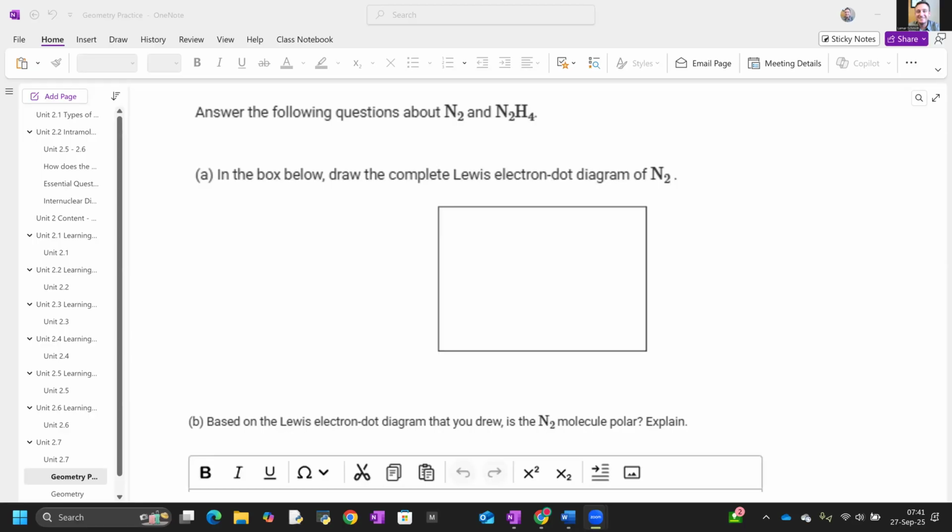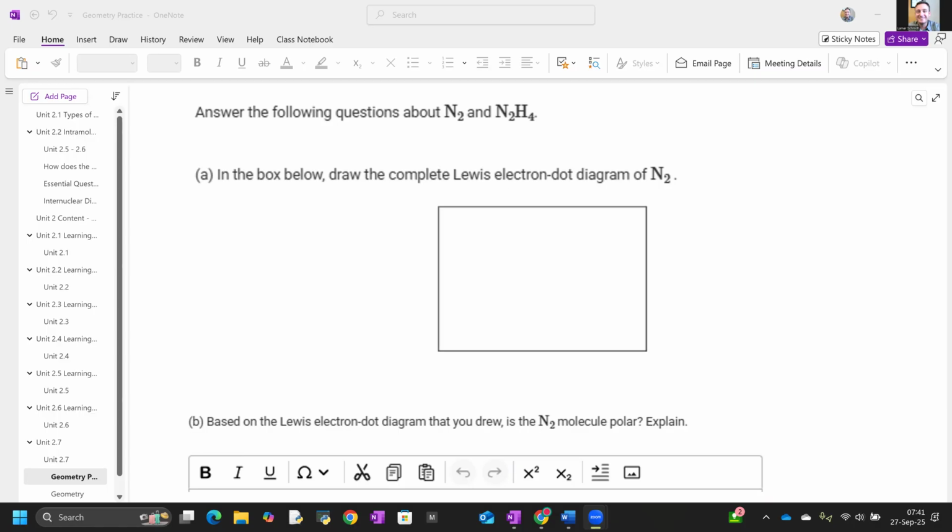All right, welcome to AP Chemistry. We're looking at the Unit 2 progress check, and this is just so you can check your work and make sure that you're on the right track in preparation for your test. So we're looking at this first part, and we're asking questions about N2 and N2H4.